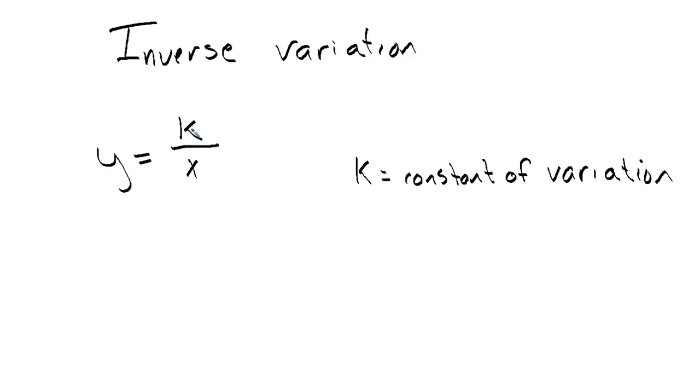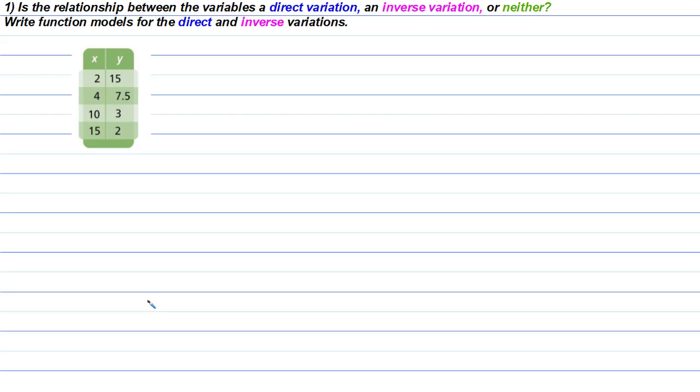Inverse variation is when you have a number divided by x, and that number is a constant variation. That number is going to be a single number, like maybe 5 or 6. That's one of the first steps in finding these. If you're having to come up with the equations, you need to find your k first, and then you can write your new equation. So let's look at examples of tables that have direct, inverse, or neither variation.